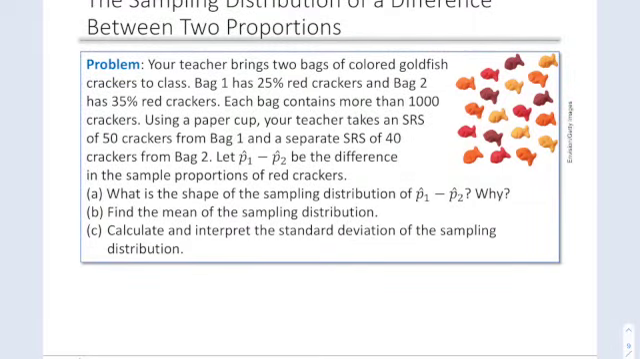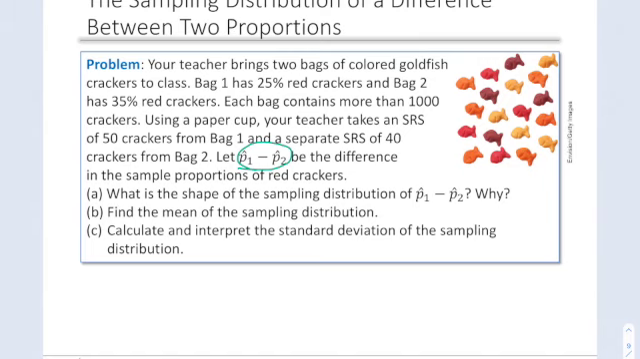So let's look at an example. Your teacher brings 2 bags of colored goldfish crackers to class. Bag 1 has 25% red crackers and bag 2 has 35% red crackers. Each bag contains more than 1,000 crackers. Using a paper cup, your teacher takes a simple random sample of 50 crackers from bag 1 and a separate simple random sample of 40 crackers from bag 2. Let p hat sub 1 minus p hat sub 2 be the difference in the sample proportions of red crackers.